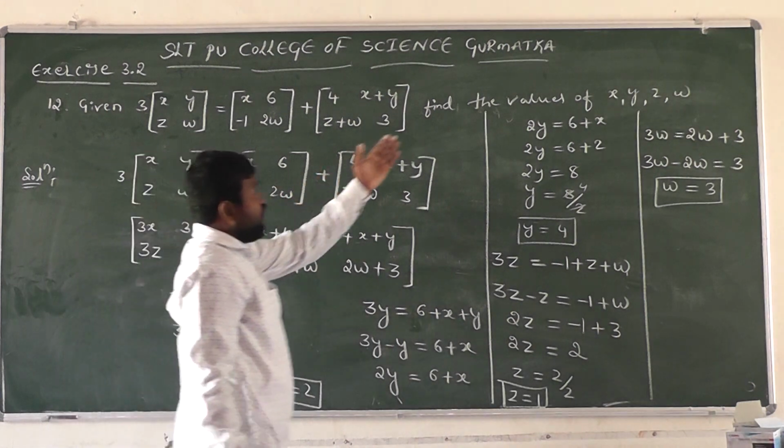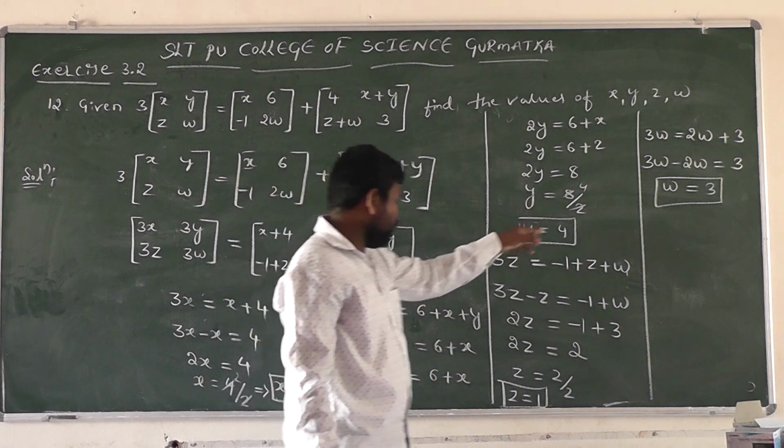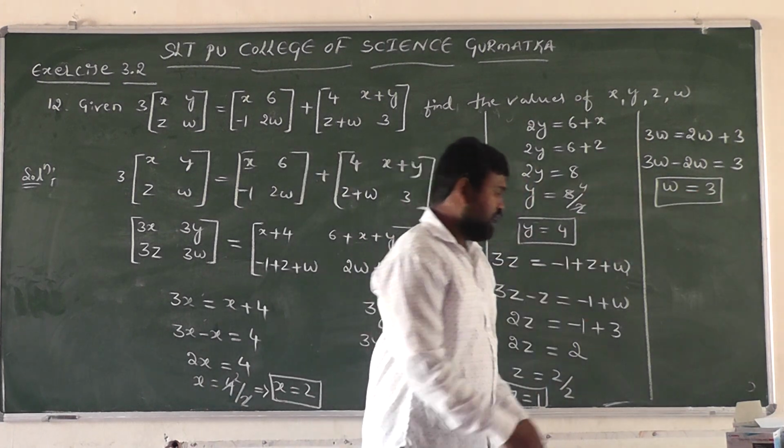Then what is the value of x, y, z and w here? X value is how much here? 2, and y value is how much here? 4, and z value is 1, and w value is how much here? Right?